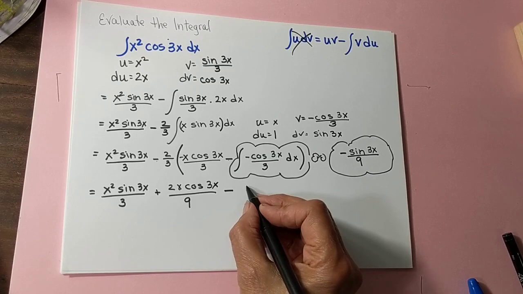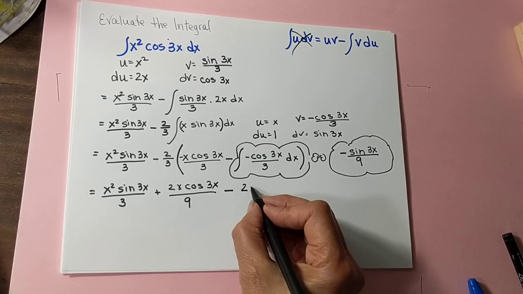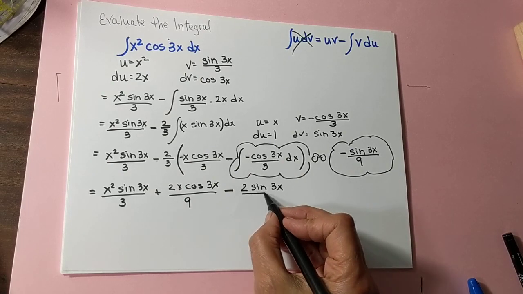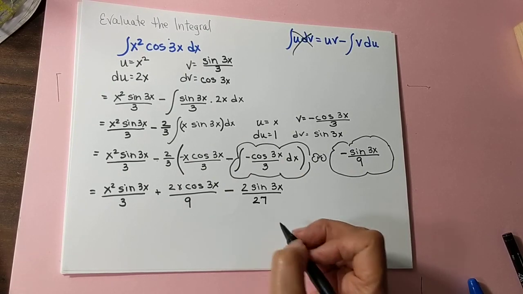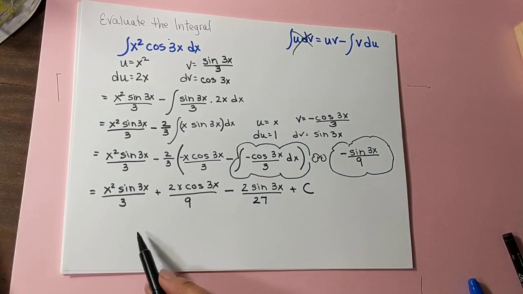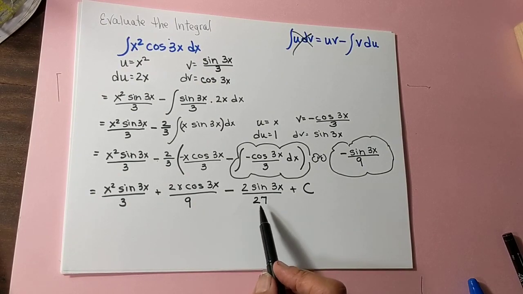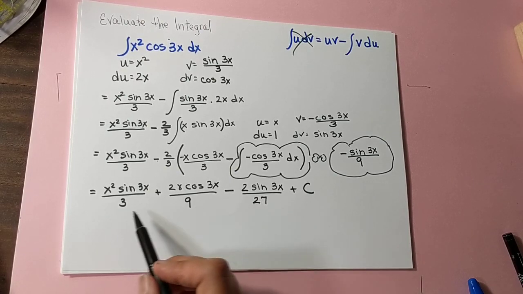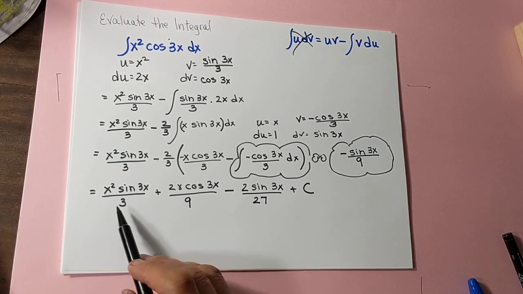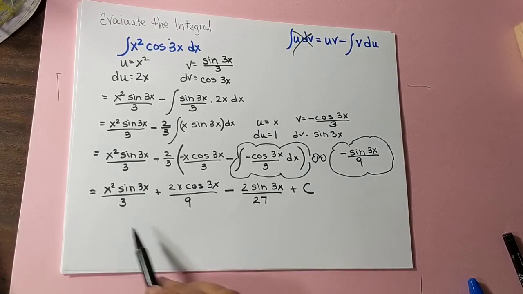Now negative makes negative: negative 2 sine 3x over 27, plus c. Now I can stop here, or I can easily put all of them over 27. I can simplify this further and factor things out, but I think I'm going to stop here. This is a perfectly legitimate answer. If you want to do some more algebra to simplify that, be my guest. But there we go.